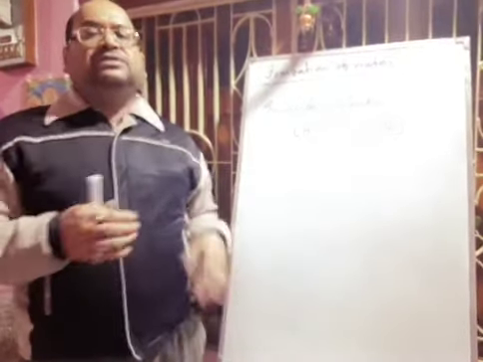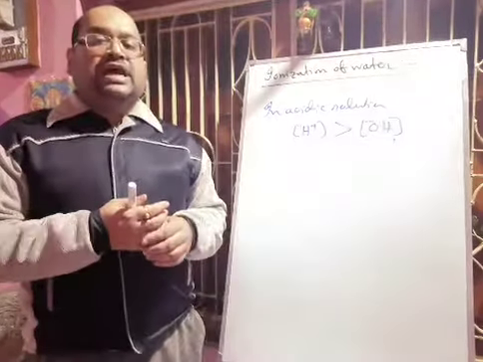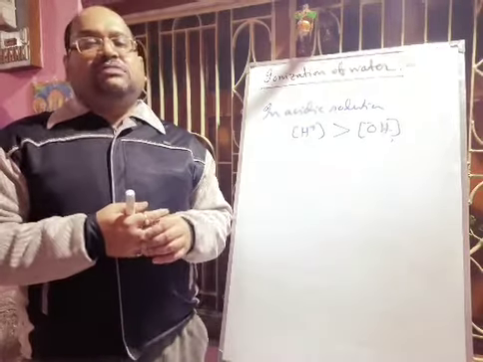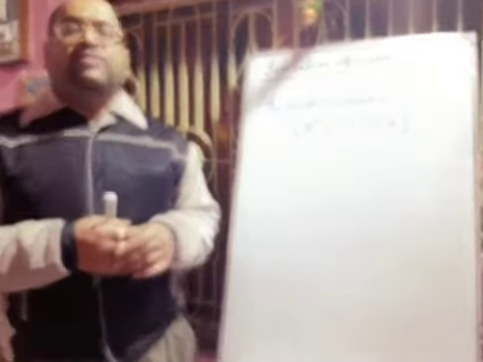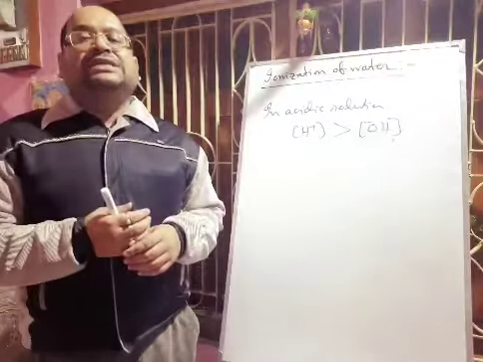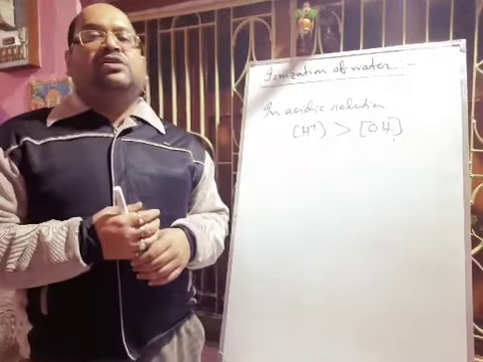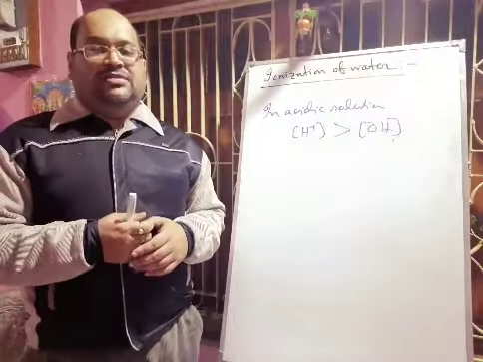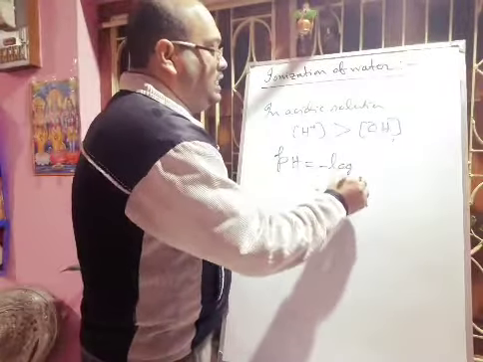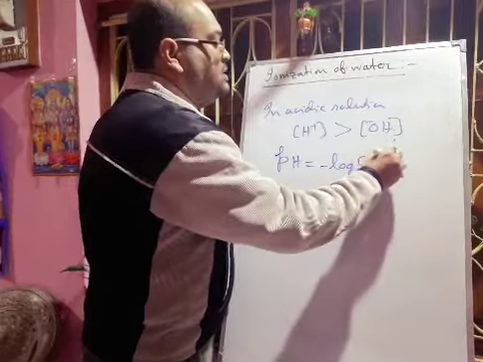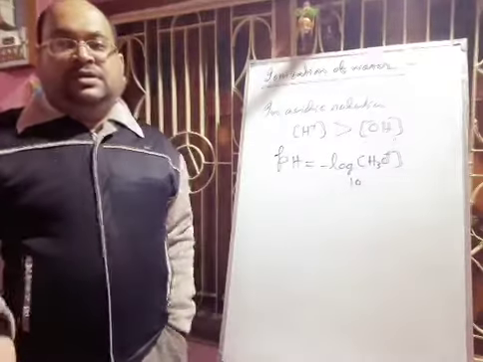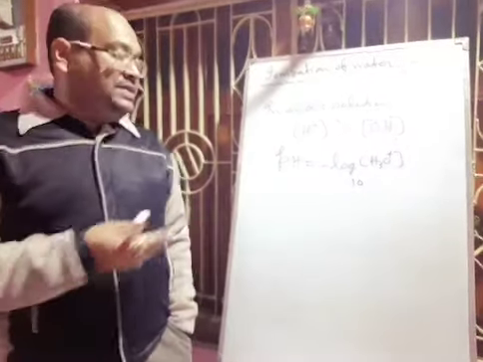Considering this fact, in the year 1909, Sorensen, one scientist, devised a scale. This scale is known as the pH scale, to represent the hydrogen ion concentration. The pH of a solution is defined as the negative logarithm of its H plus ion or H3O plus ion concentration. So what is pH? According to Sorensen, pH is minus log base 10 of the concentration of H3O plus, or you can write H plus. This is the mathematical form of pH.